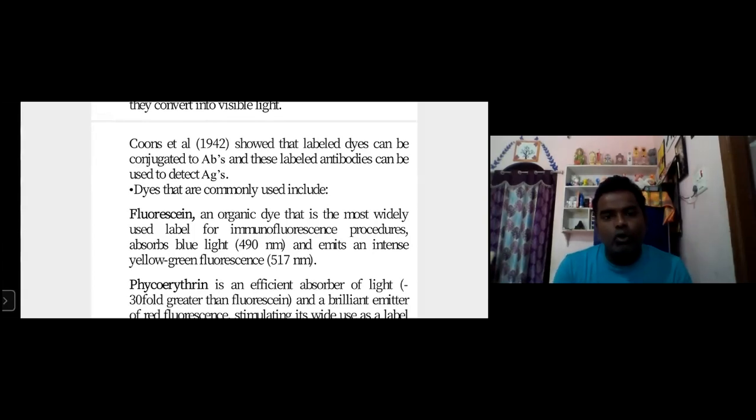Fluorescein is an organic dye that is the most widely used label for immunofluorescence. In immunofluorescence, we use the fluorescent dye for the identification of antigens. The procedure absorbs blue light at approximately 490 nanometers, and emits intense yellow-green fluorescence at 570 nanometers.